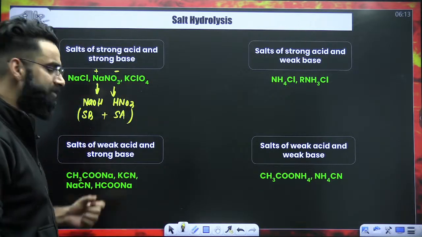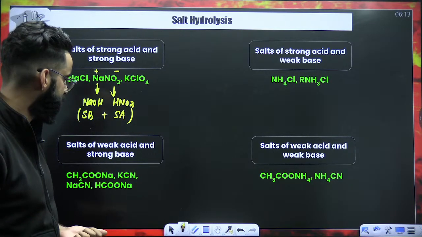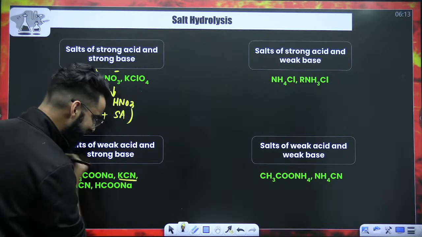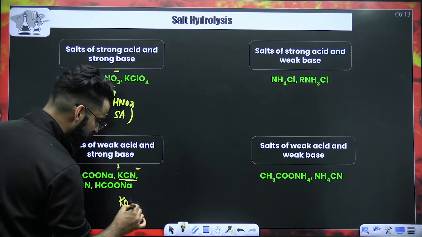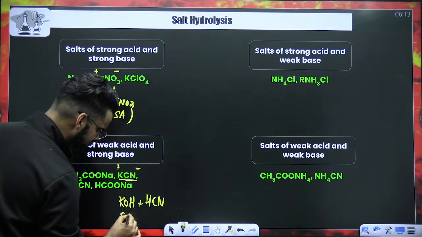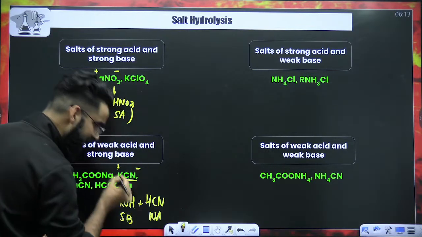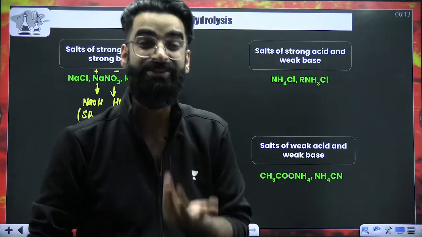Similarly, the rest of the things you can also check. For example, you have got KCN. It is basically K positive, CN negative. K positive would have come from KOH and CN negative would have come from HCN. This is the example of strong base. This is the example of weak acid. So KCN is the example of weak acid and strong base. That's how you exactly check which type the salt is.